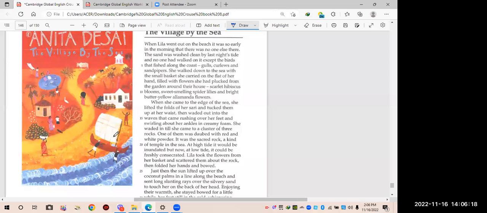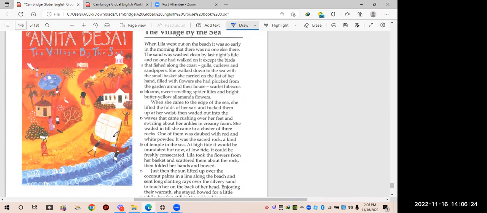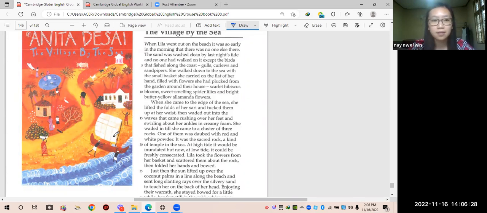A beach. Going into a village. Not sure. A village? Yes. It's the village by the sea. Yeah, it's by the sea. So it is a description of a village just by the sea, right?